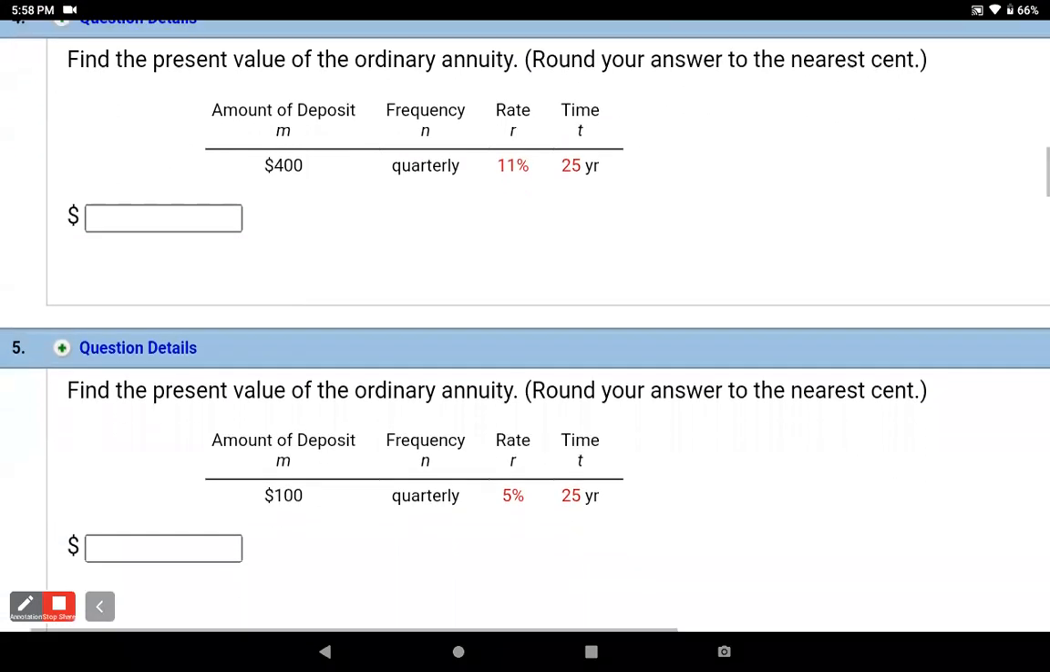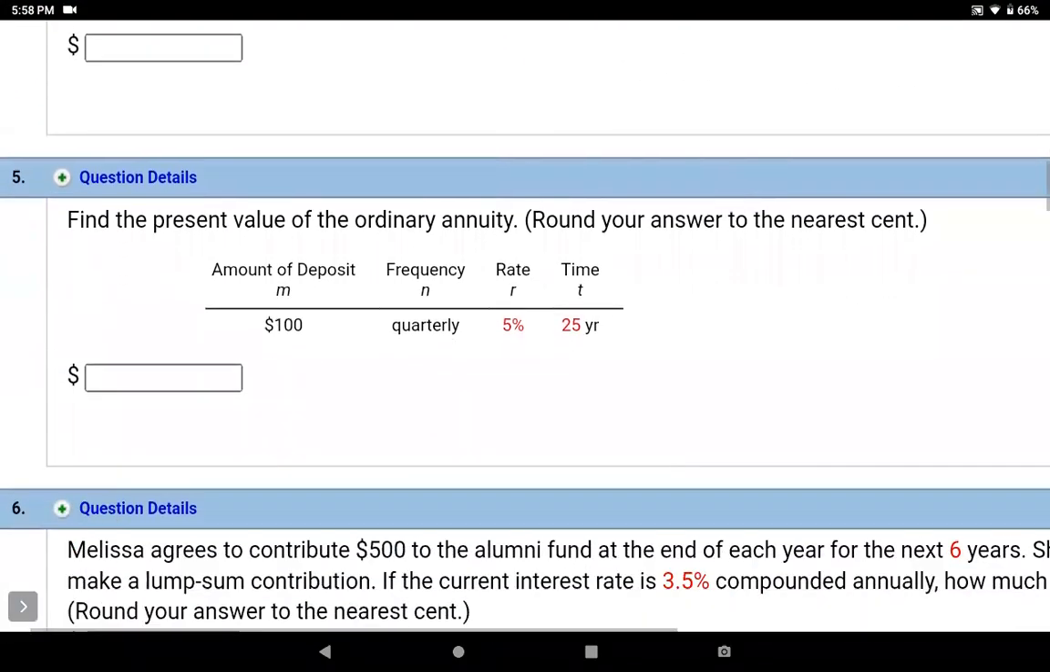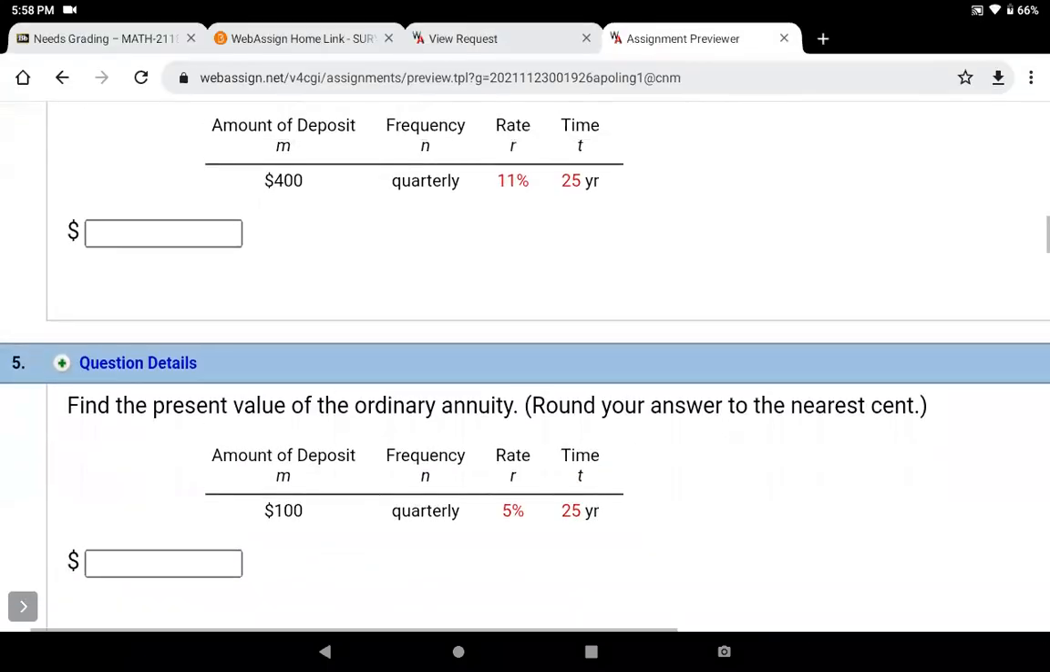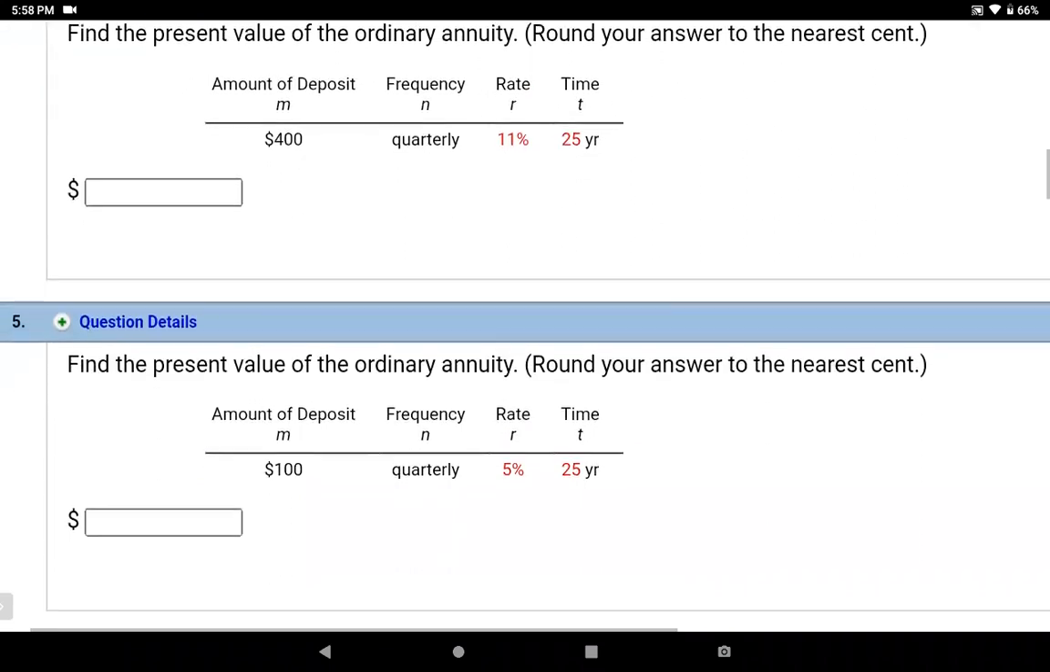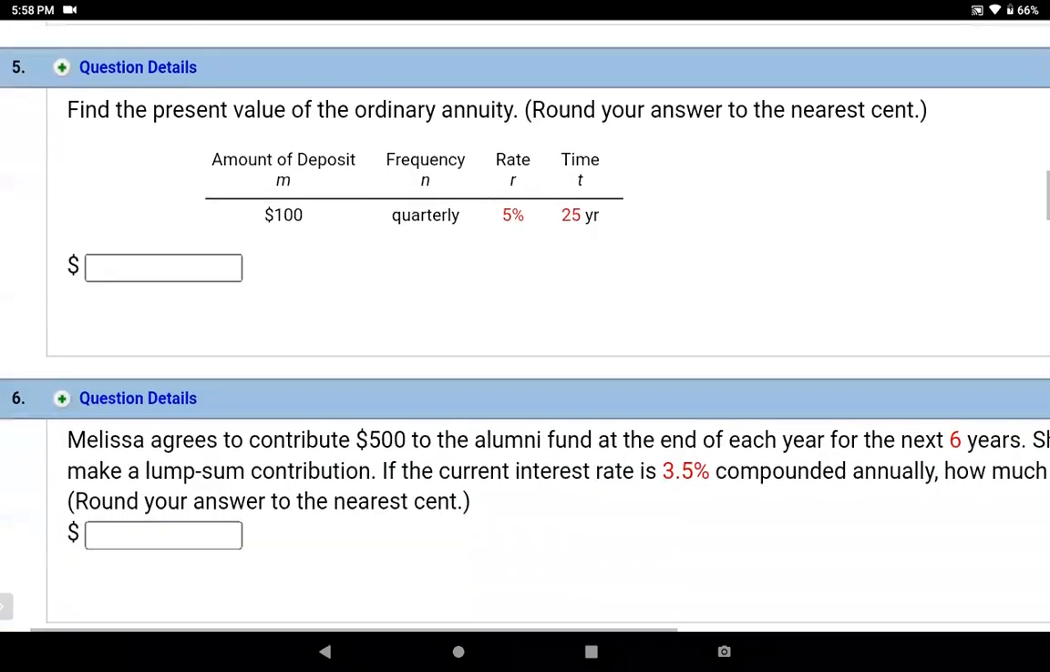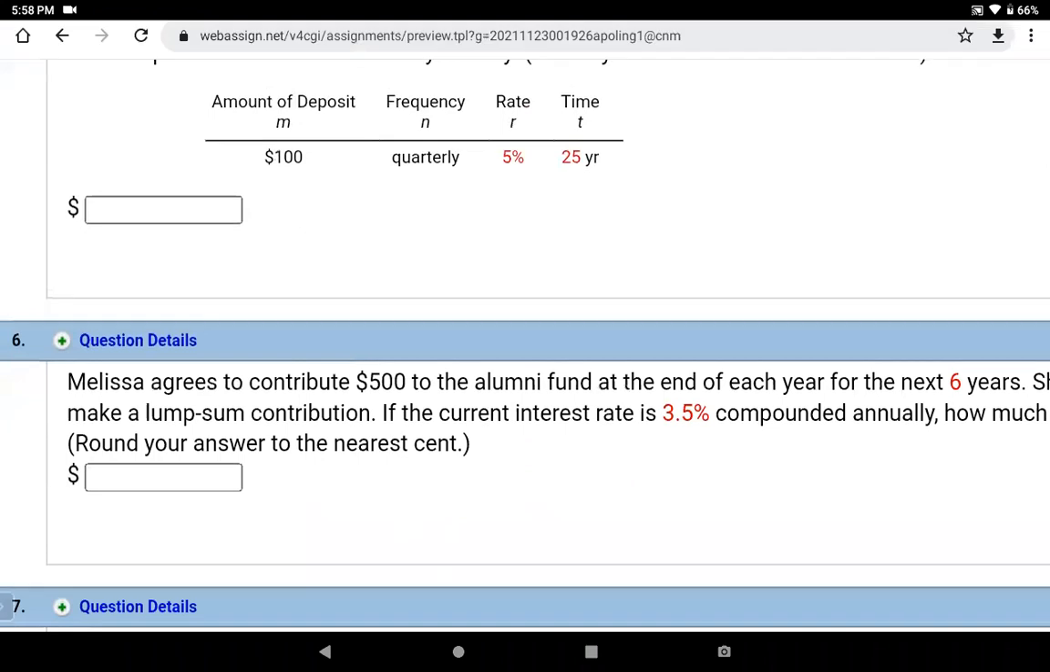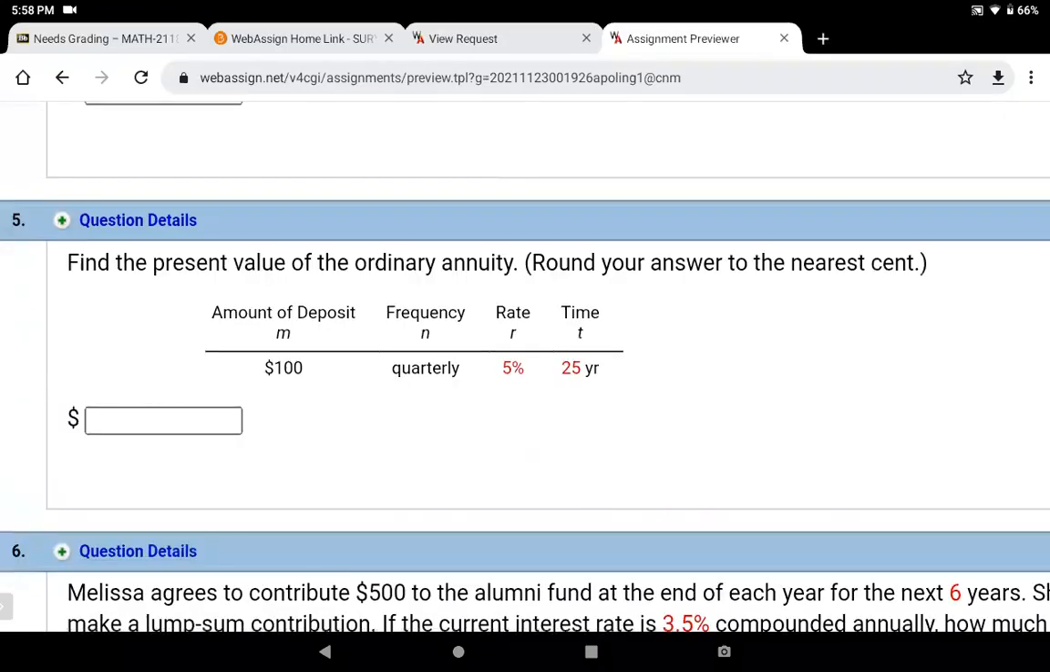Okay, so let's look at number 5, which again is quarterly. So not much difference between 4 and 5 actually. So I'm going to skip number 5. If you want to work through the problem, I'll write the answer down for you.